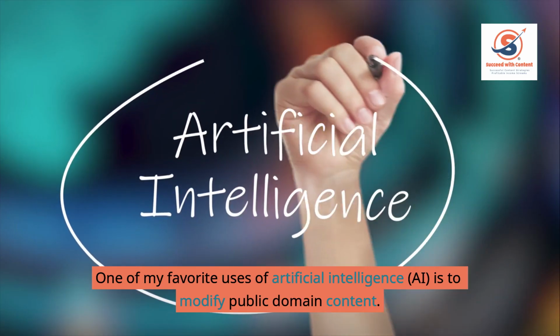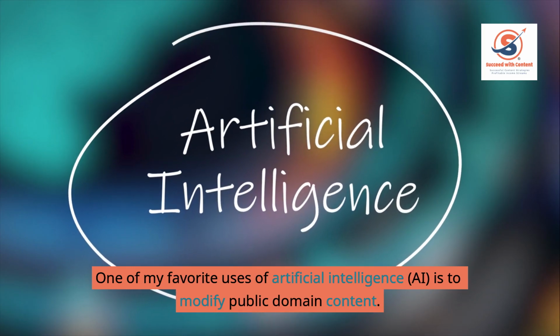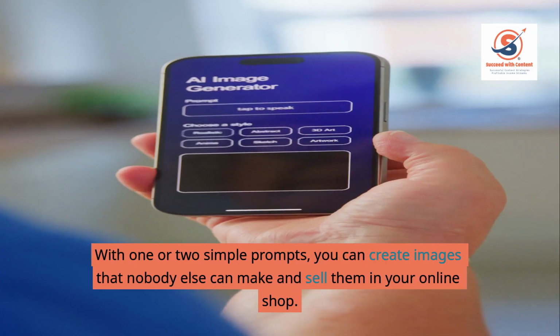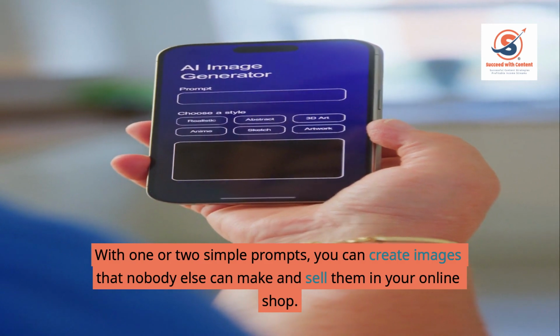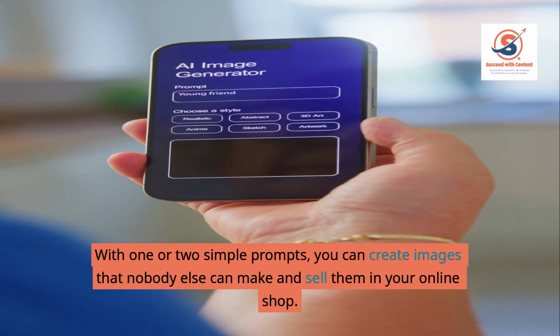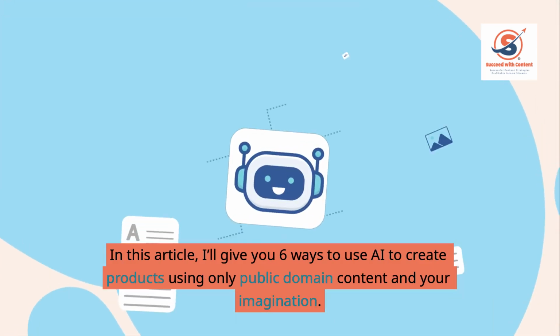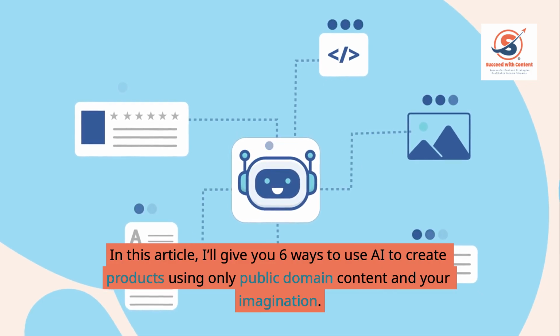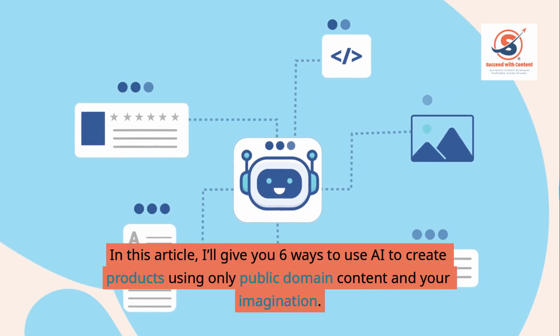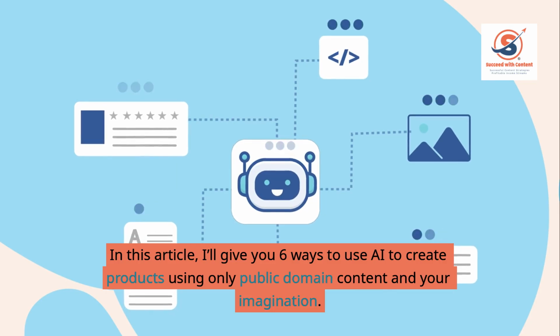One of my favorite uses of artificial intelligence, AI, is to modify public domain content. With 1 or 2 simple prompts, you can create images that nobody else can make and sell them in your online shop. In this article, I'll give you 6 ways to use AI to create products using only public domain content and your imagination.